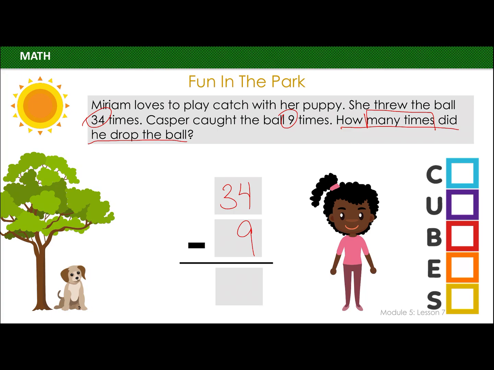I start with my ones. 4 minus 9, I can't do that. I cannot take 9 away from 4, so I need to regroup. So I take a 10 away from my 3, that becomes a 2. I add the 10 to my ones, which now makes it 14. So now I'm doing 14 minus 9, which is 5. And I bring my 2 down because there's not a 10 here, so it is 2 minus 0, which makes it 25 times Casper dropped the ball.